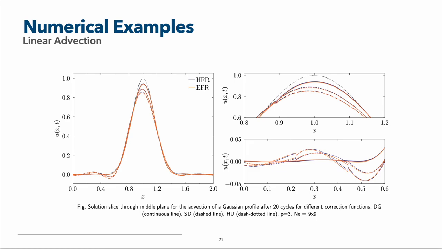And we use fourth order accurate semi-discretization for this method. The results here are shown for different correction functions: DG in a continuous line, SD in a dashed line, and Wins correction function in a dashed dotted line. For both HFR and EFR methods, the DG correction function shows the closest proximity to the exact solution of the problem, followed by SD and then Wins scheme. In the case of EFR, there's additional error, but the behavior among the correction functions is maintained.